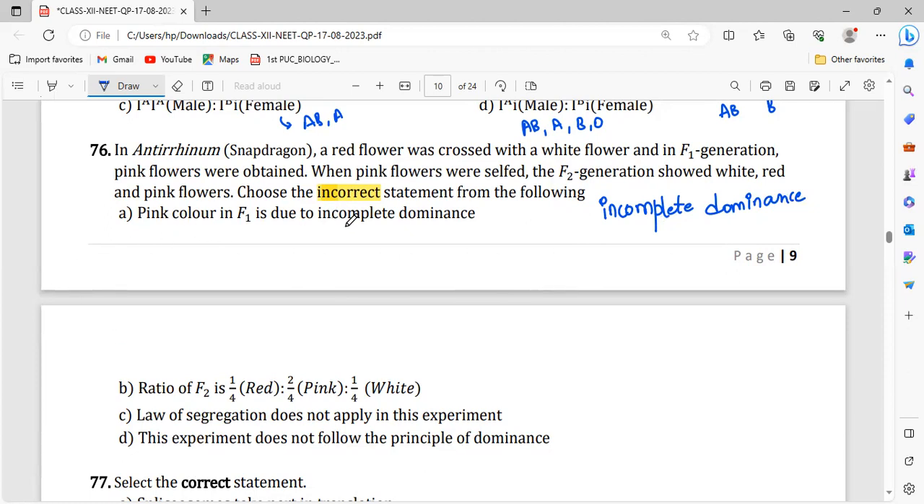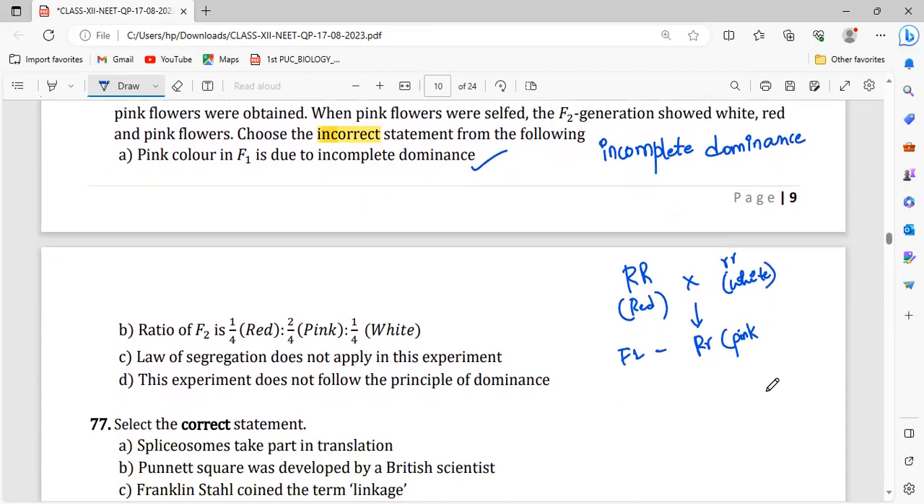Pink flower in F1 is due to incomplete dominance. This is a correct statement. Ratio of F2, so we know it is 1 is to 2 is to 1, where 1 will be red, 2 is pink, and 1 is white. If we have to work it out, we take capital R as the red parent and small r as the recessive parent, that is white. In the F1 generation, we'll get capital R small r, which is pink colored.